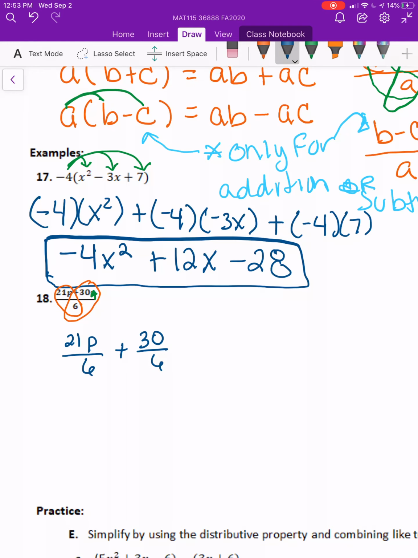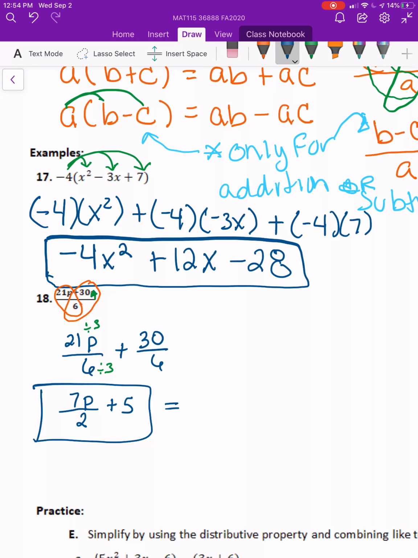Okay, now don't forget, you have to simplify. Notice that the 21 over 6 can be simplified. Both 21 and 6 are divisible by 3. So I'm going to divide the top by 3 and the bottom by 3. 21 divided by 3 is 7, so 7p on top. 6 divided by 3 is 2. And then 30 divided by 6 is actually 5. So this would be the simplified form.